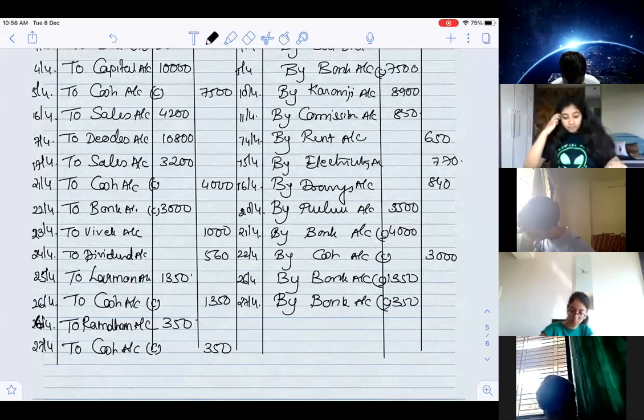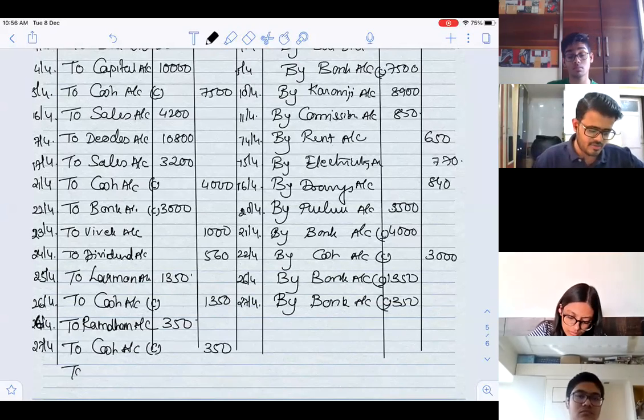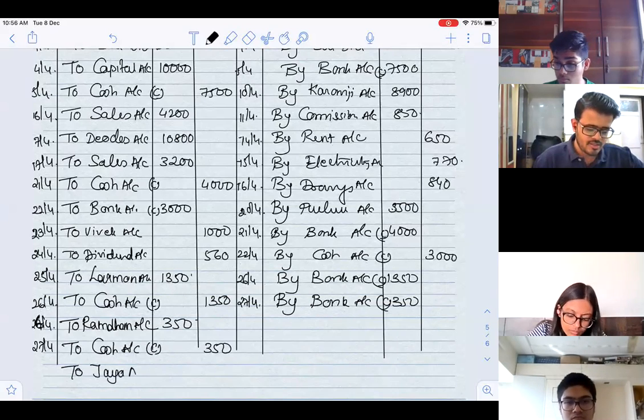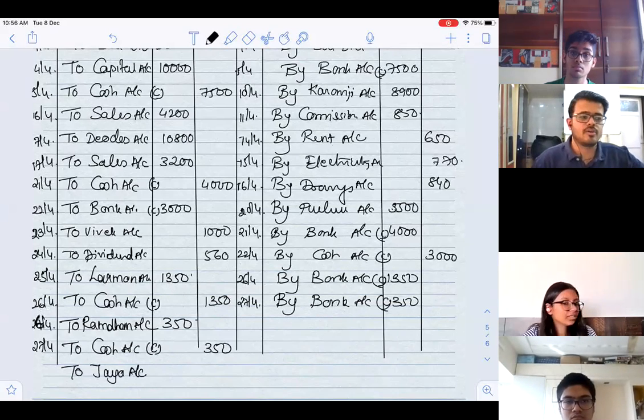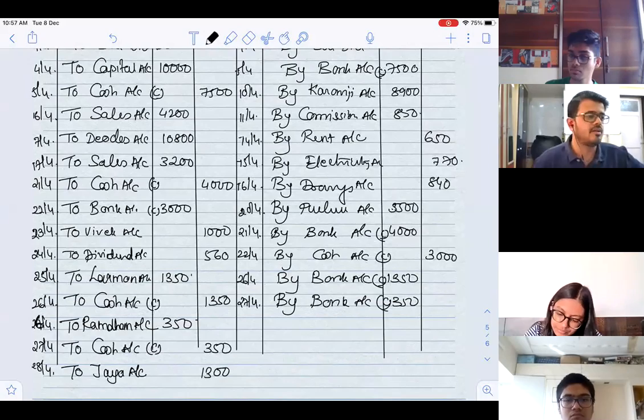Received a check of 1300 from Jaya and deposited in the bank. If the check came the same day and was deposited in the bank, what will the entry be? To Jaya, which column? Bank column. To Jaya, bank column, 1300. This is on 28th April.